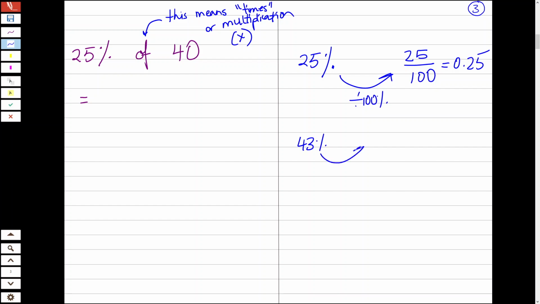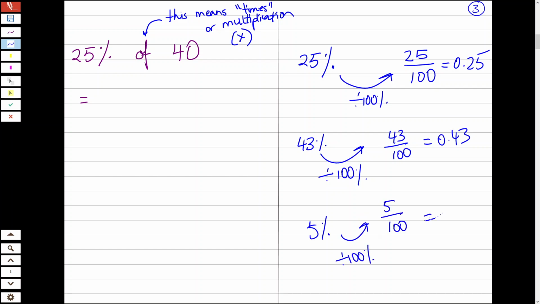So if I have 43% and I divide by 100, I get 43 over 100. Turns out that's 0.43. 5% divided by 100, I get 5 over 100. And it's the same as 0.05. There's another concept hiding behind percentages, and that is every percentage is a fraction out of 100 because we're dividing by 100.